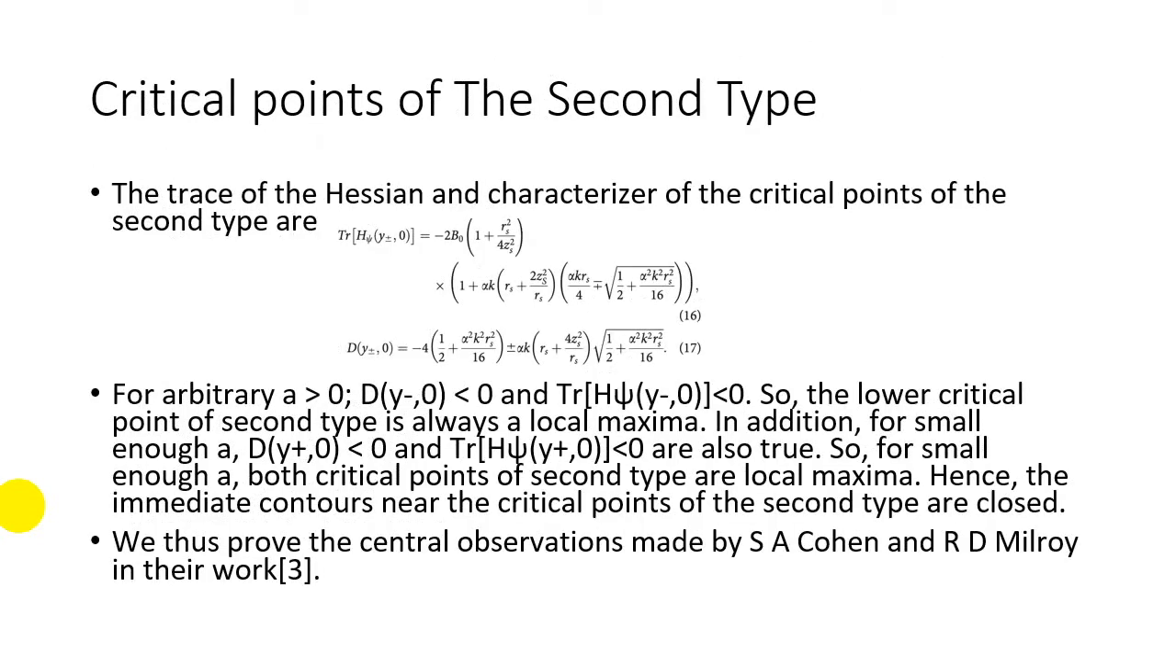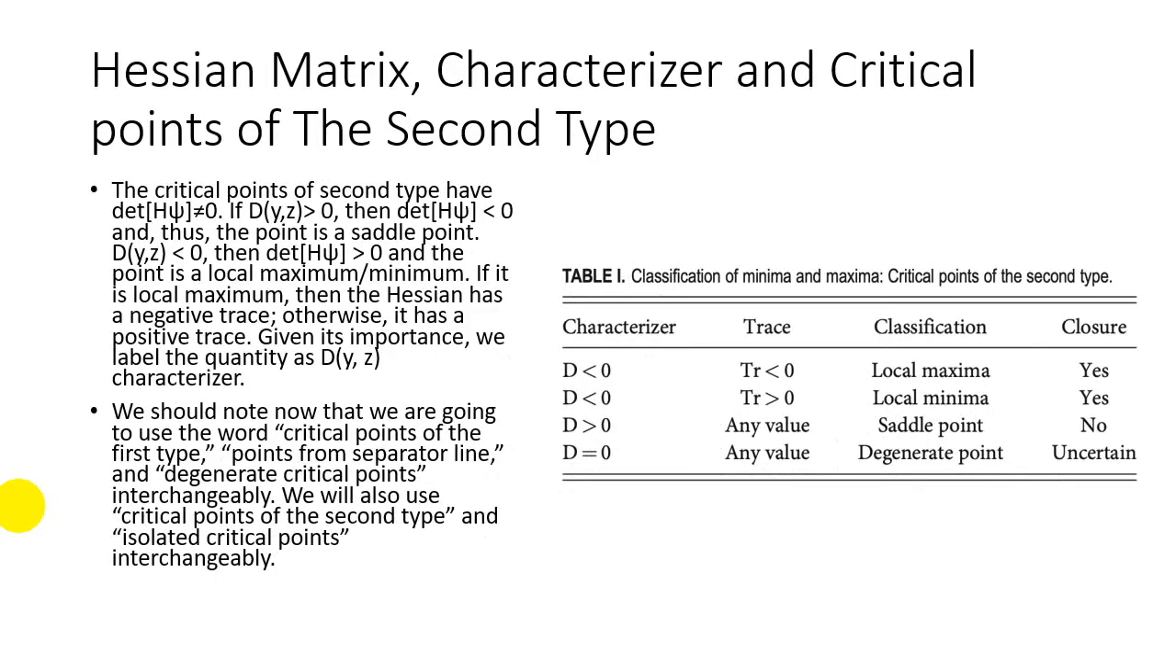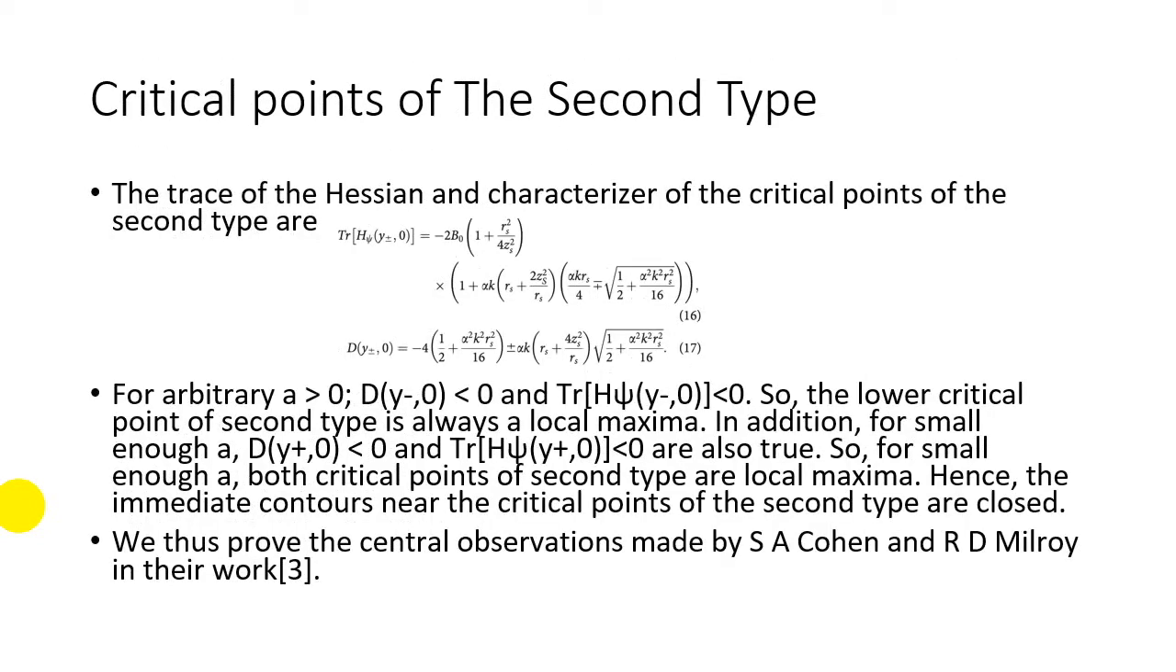Now what we're going to look at is the trace of these critical points. I have described the chart, right? Now let's use the chart and actually prove the thing my professor was talking about. So this is the trace and this is the determinant of these type two critical points.